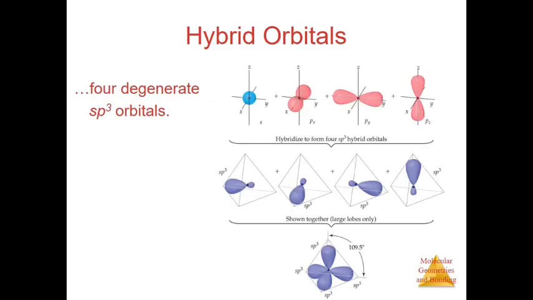This is showing you the picture again of the sp3 hybridization, showing you the way the lobes change. Again, you can look at those. There's your 3-dimensional analysis there at the bottom and their bond angles.